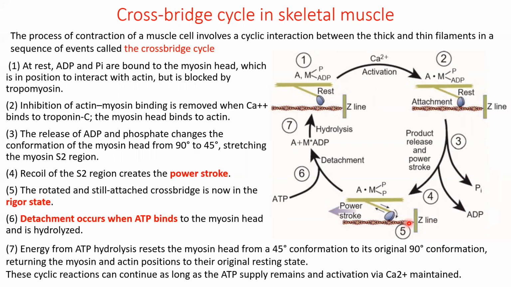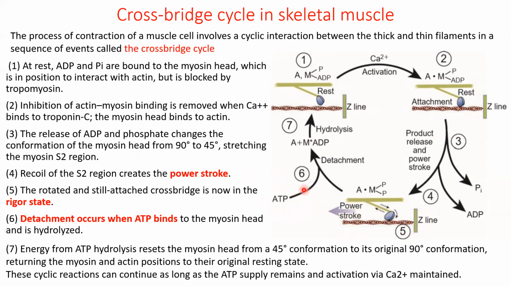So you're moving the Z line this way. So it's pulling the actin. So it's from a 90 degree, you're going to about a 45 degree. That is what we call the power stroke. Now, once it pulls the actin, the Z line is going from there to there. Once it pulls in here, it cannot release. I need something to release it from the actin. This is where I need ATP.